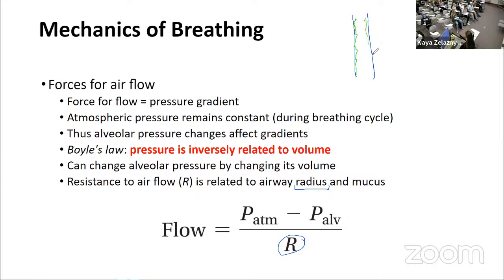So if you increase the mucus, right, essentially you're increasing the thickness of the wall at the expense of that tube inside, right? So if you increase the mucus level, that's also kind of going to be narrowing the radius and increasing the resistance. Okay. Which is part of why it gets tougher to breathe if you have a cold or something.